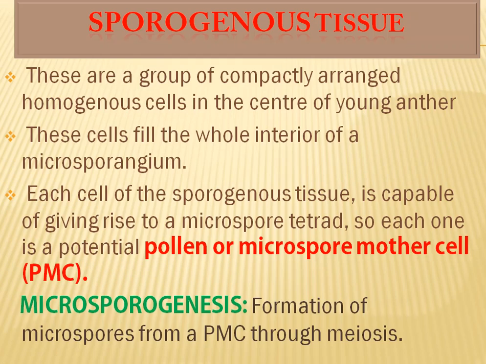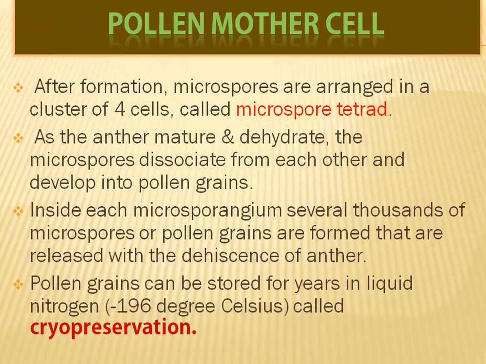Microsporogenesis. It is formation of microspores from pollen mother cell through meiosis. After formation, microspores are arranged in a cluster of 4 cells called microspore tetrad. As the anther mature and dehydrate, microspores dissociate from each other and develop into pollen grains. Inside each microsporangium, several thousands of microspores or pollen grains are formed that are released with the dehiscence of anther. Pollen grains can be stored for years in liquid nitrogen at minus 196 degrees Celsius. It is called cryopreservation.